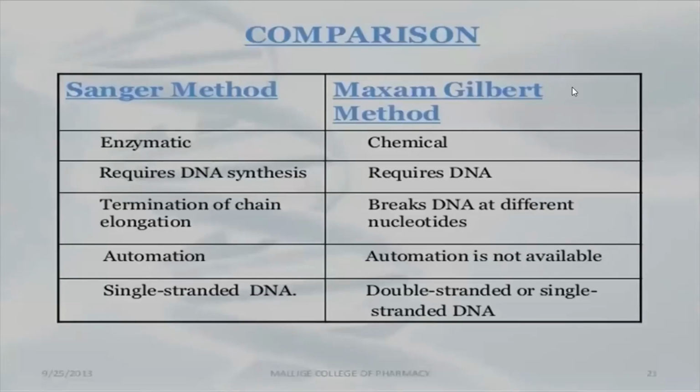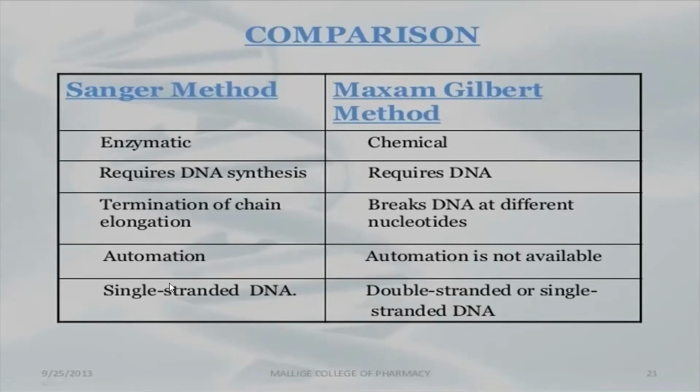And then the main thing is the comparison of the Sanger method and the Maxam-Gilbert method. Sanger's method is enzymatic, whereas Maxam-Gilbert's method is chemical. Sanger's requires DNA synthesis, while this one only requires DNA. Sanger has termination of chain elongation, whereas Maxam-Gilbert breaks the DNA at different nucleotides.